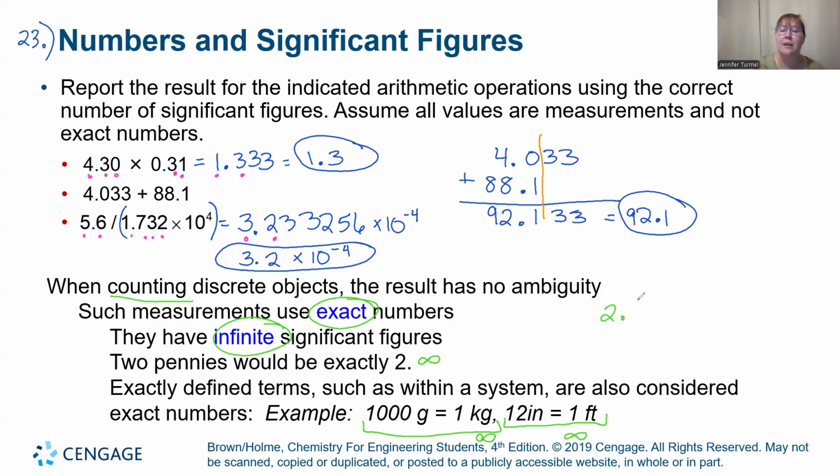The only unit between two systems that does have significant figures is our centimeters. So 2.54 centimeters is 1 inch exactly. But if we were to say that there are 1.609 kilometers in 1 mile, then this one would have 4 significant figures.